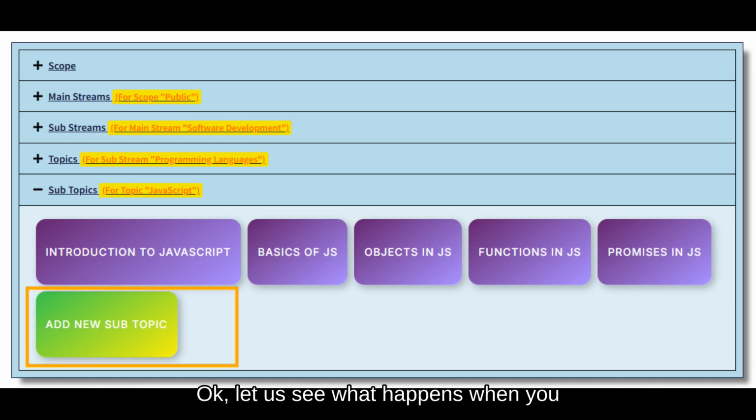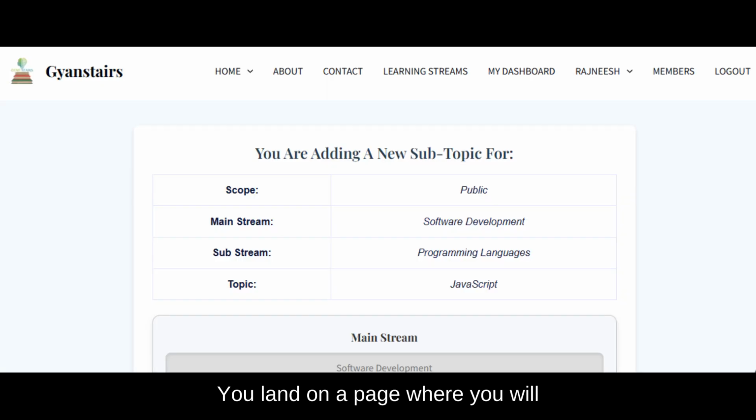Okay, let us see what happens when you click on the Add New Subtopic button. You land on a page where you will be able to submit the contributions to the streams. The top part of the page shows you information about where you are going to add the stream contribution.